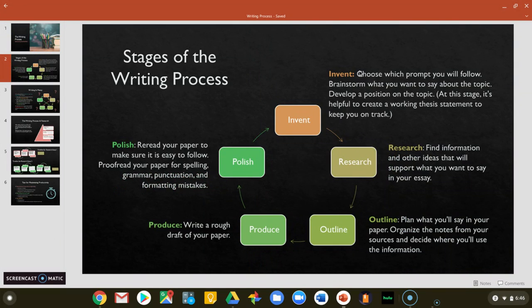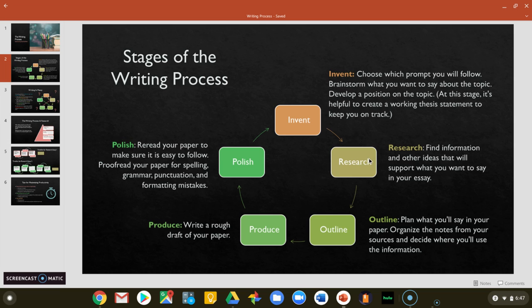The first is the invent stage. This is where the writer is brainstorming ideas. They're maybe looking at the prompt that the teacher gave them and saying, how am I going to respond to this? They may even be asked to take a position on an issue. So usually in this invent stage, what the writer is focused on doing is creating a working thesis statement to help guide the rest of this process.